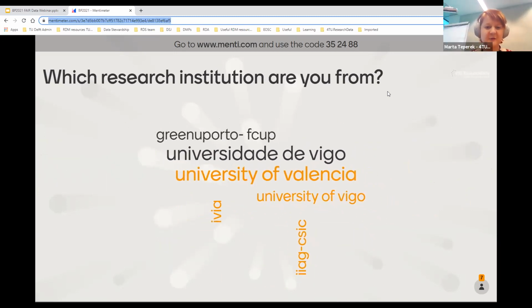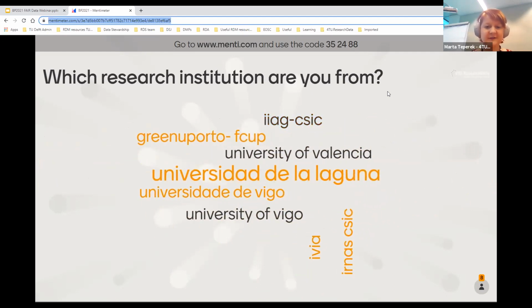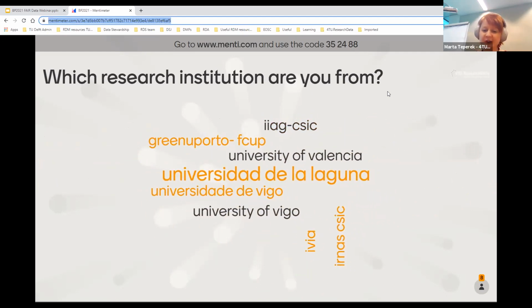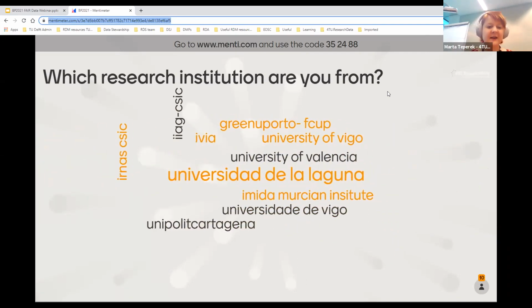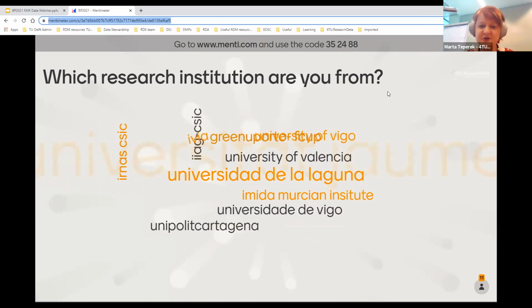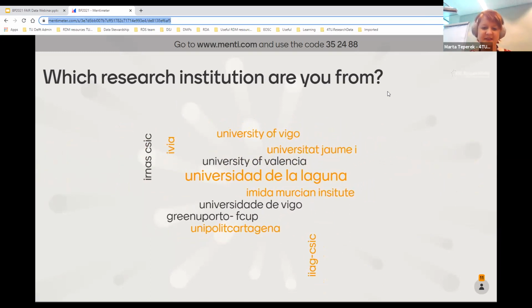We have two people from Universidade de Vigo. We have, again, Valencia. Laguna, I think that's also popular, it pops up a little bit bigger. Unipolito Cartagena. So a couple of colleagues from CSIC, I can see. From IMIDA Murcian Institute as well. Super, thank you so much. It seems like we have really big diversity in terms of the institutions that you are all coming from. That's really great to see.